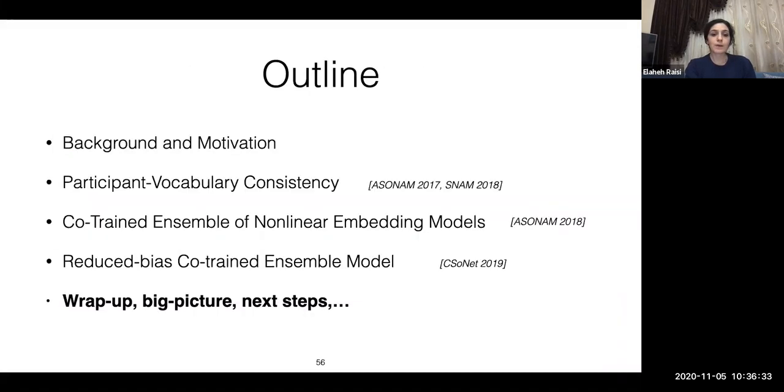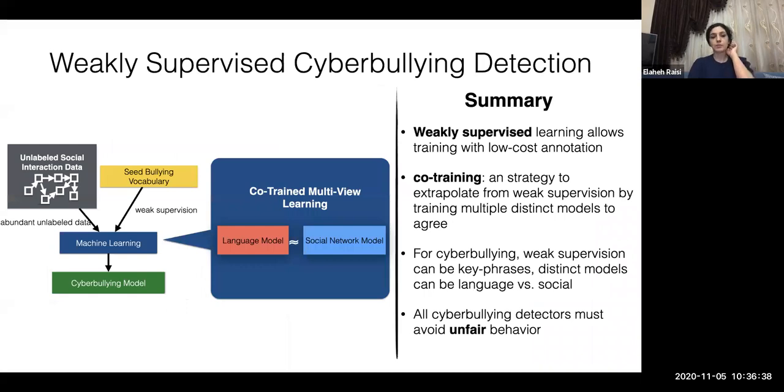So in order to wrap up and give the big picture, for this research during my PhD, I introduced a weakly supervised machine learning. In this weak supervision, we have a small seed of offensive or positive words. We feed these offensive words to the framework. Our framework consists of co-training. We look at the problem from 2 different perspectives. One is the language and the other is the social interaction, and they help each other in order to find the cyberbullying incident in social media.